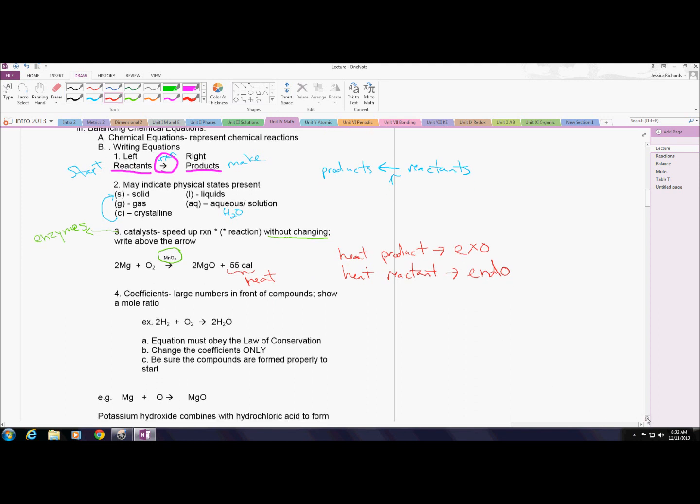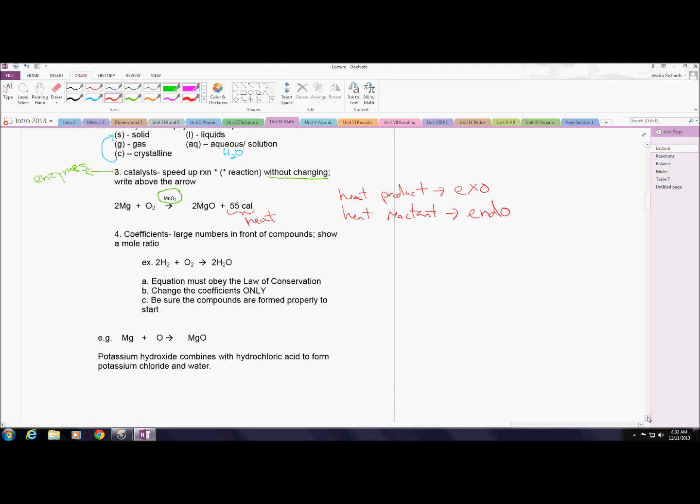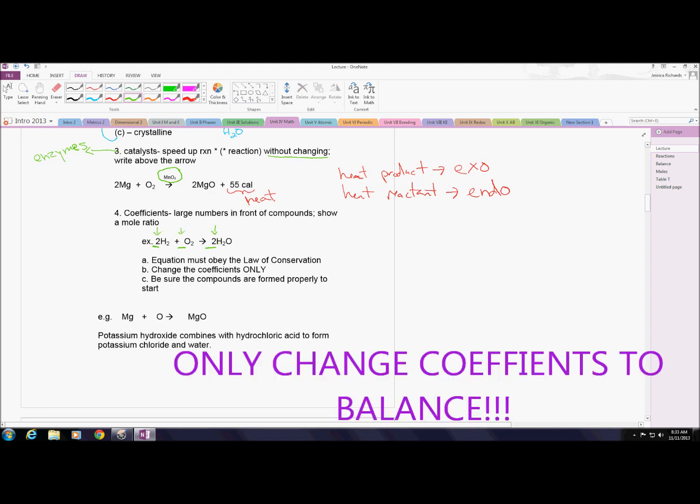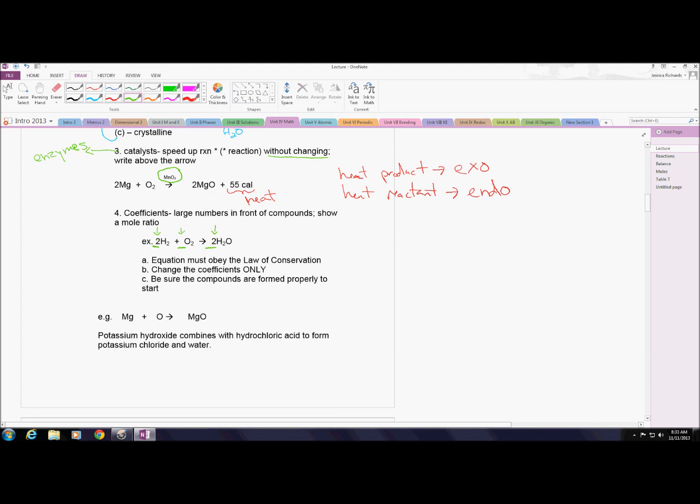In front of your compounds, there are sometimes these large numbers that we call coefficients. So there's 2, and it's a mole ratio, so we're going to call this 2 moles of hydrogen gas plus 1 mole of oxygen gas produces 2 moles of water. Notice there's not a number 1 drawn in here. It's kind of like x and 1x. It's just understood that the 1 is there. These are the things that we change when we balance equations. You cannot change the subscripts to get an equation to balance, because then you change what type of compound it is. The coefficients are the only things that we can change.